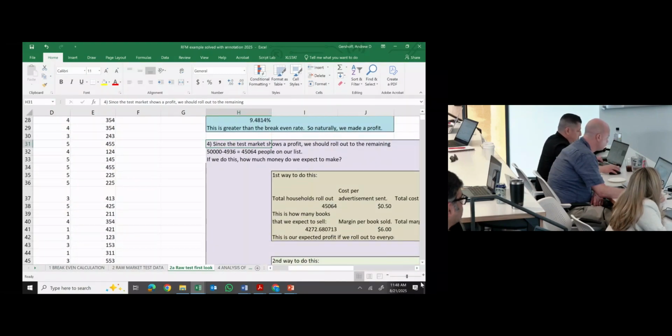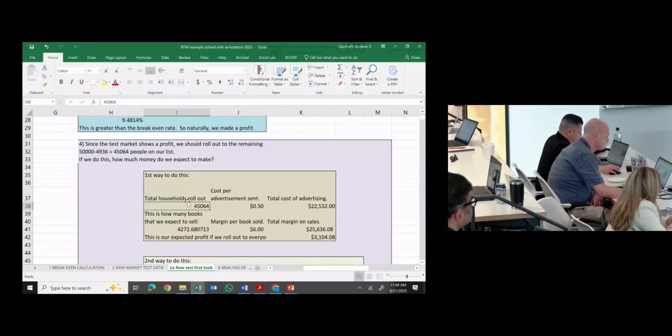So there's a couple of ways that I can get estimates on this. One is to say there's 45,064 people that remain that I did not send advertisements to. They cost me 50 cents a person. That'll be a cost of $22,532 to send out advertisements to everyone else.